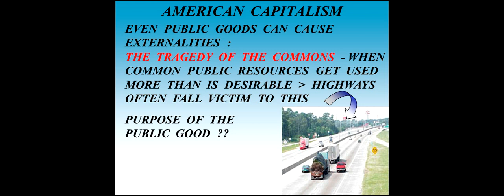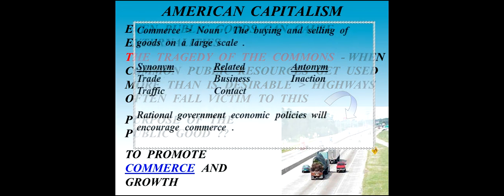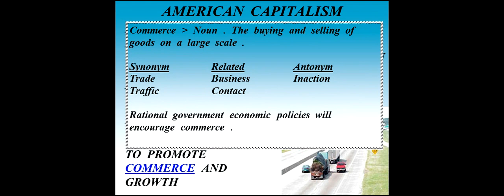The question to start our analysis of this is, what's our purpose behind the public good, for example, the highway system? It's obviously to promote commerce and growth within the society, help businesses grow, people conduct transactions, movement of goods and services. By the way, if you're not familiar with the word commerce, it means the buying and selling of goods on a large scale. A good synonym is trade, traffic in goods and services, business contact. Rational government economic policies will encourage commerce.